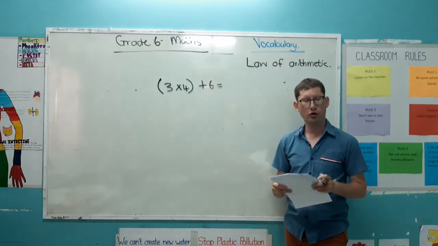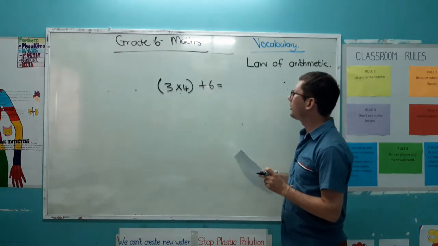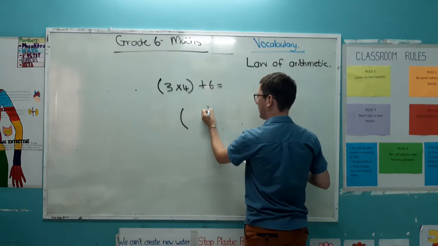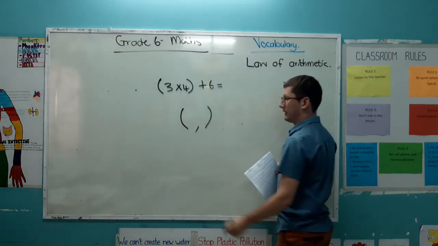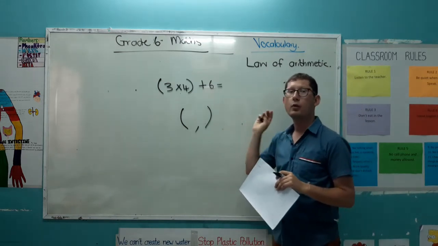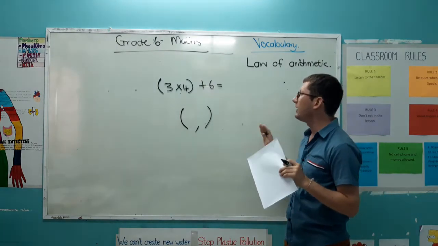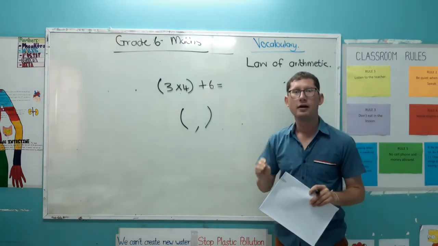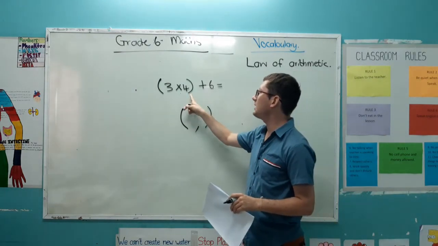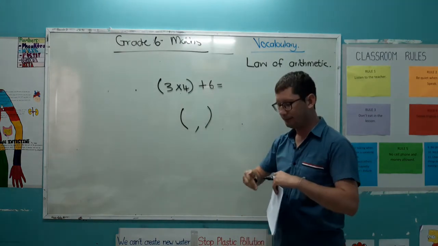So first of all, we must always look, is there a bracket? A bracket would be these ones. When we look at a calculation or a sum, we must always look for brackets. If there's a bracket, that is the first thing we do. We always calculate the calculation between the brackets. So what will the calculation be between the brackets?